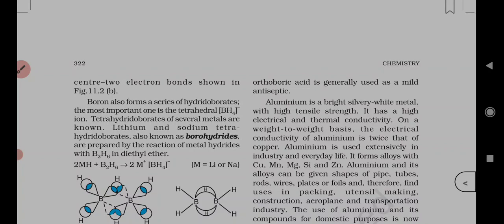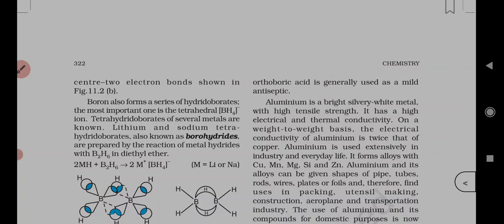Not all of them form them. So statement type questions can also come. Lithium and sodium tetrahydroborates are also known as borohydrides. These are prepared by the reaction of metal hydrides with B2H6 in diethyl ether. Third option could be: all the alkali metals form borohydrides. Fourth option: only lithium and sodium form borohydrides.